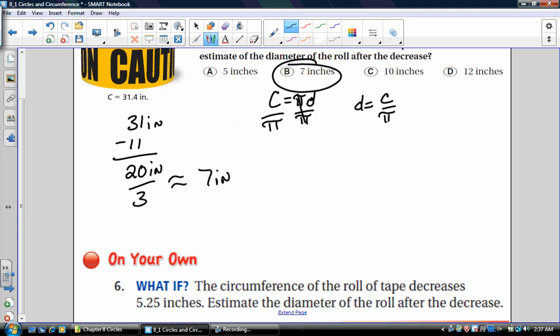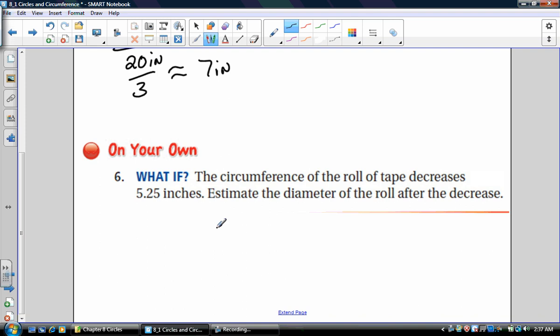Okay, let's see. Next example. It says, what if the circumference of the roll of tape decreases 5.25 inches? Estimate the diameter of the roll after the decrease. Well, it was about 31 inches. We're going to decrease it about 5 inches. That's going to give us 26 inches. And remember, pi is approximately 3. So we divide that by 3.